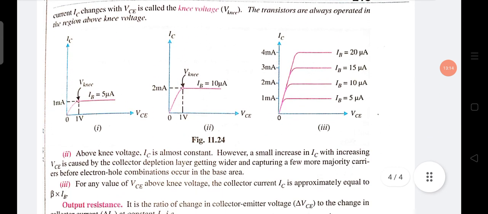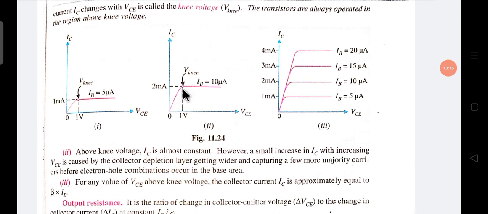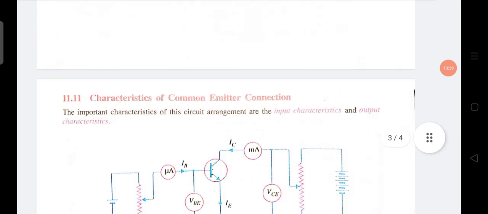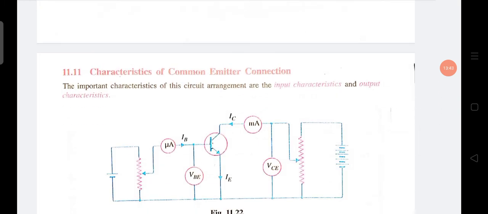And this is the knee current. Knee current, as I told you in the diode case, means the minimum current from where the barrier of the diode breaks down. That is called knee current. That's the common emitter configuration connection of the transistor.